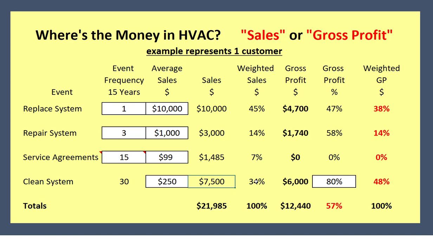Now that gives you a weighted average of sales of 34%. Now, right here in sales, the Lion King is the replacement, right? 45% of it. And you add the 14% of repairs, 59% is in the replacement and the repair. Okay, and you got 34% of your sales are coming from your cleanings.